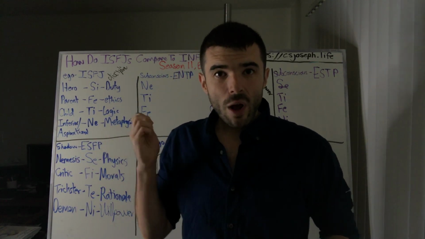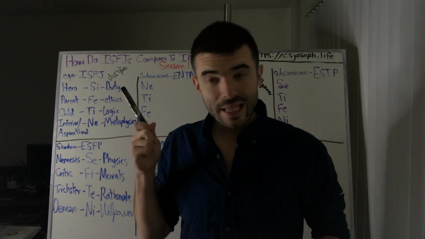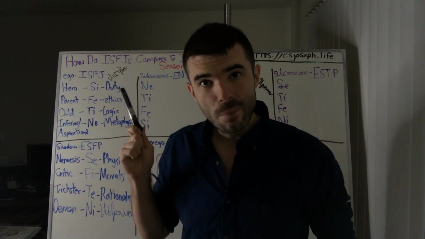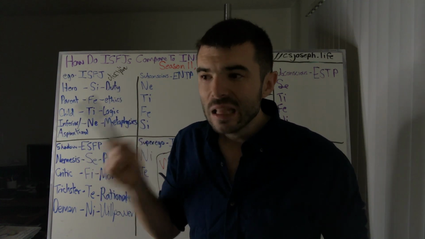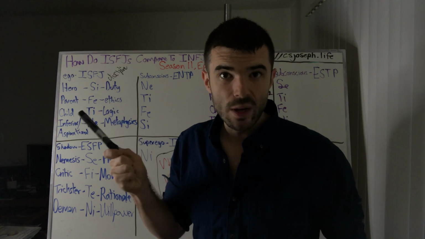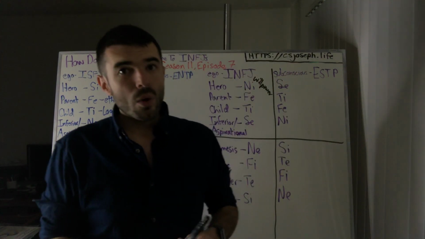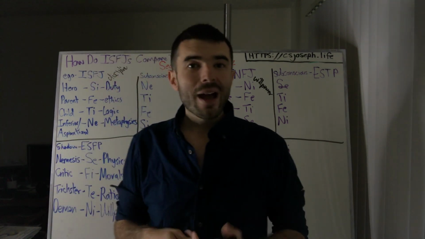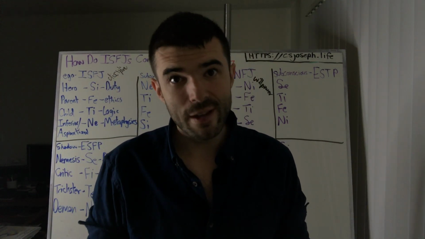The ISFJ, out of all the types, can take the most punishment. They can take the most physical punishment. They can take the most pain. They can take the most suffering out of all the types. They literally can outlast anyone. No one can outlast an ISFJ. While the INFJ, they're not really good at outlasting things, but what they are really good at is surviving.